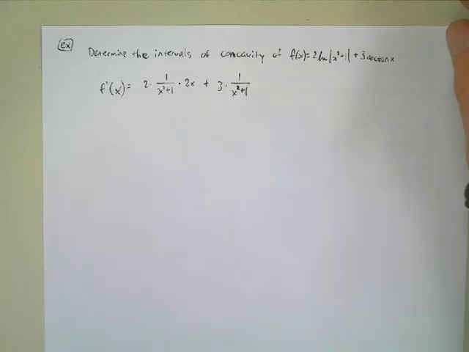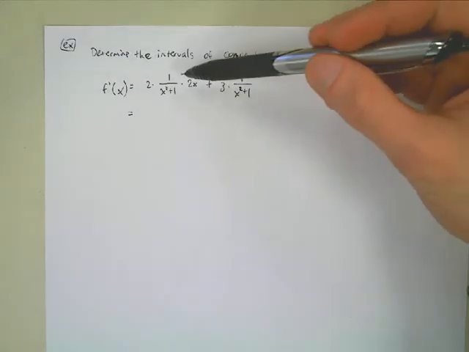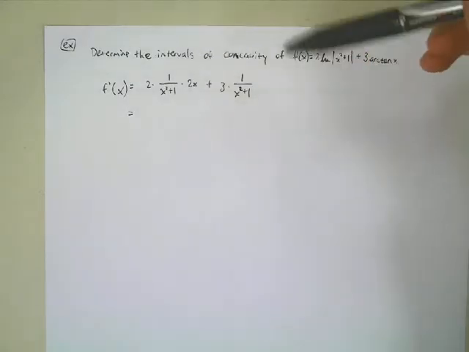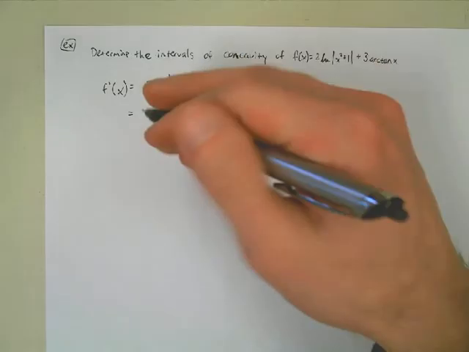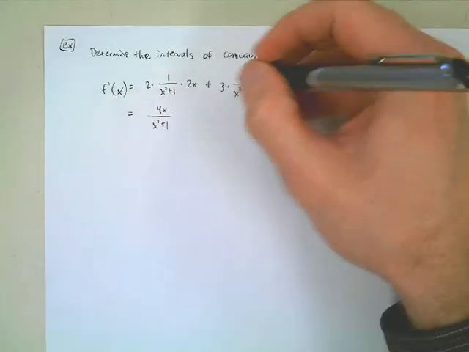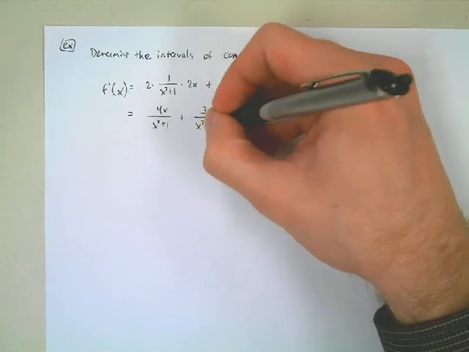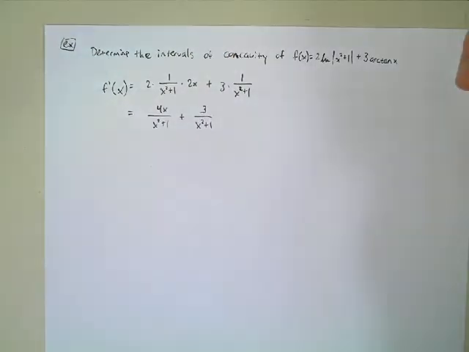Let's listen up because we're not done yet. So, look at this. It actually turned out to be really nice, right? 2 times 2x is 4x over x squared plus 1. 3 times 1 over x squared plus 1 is just 3 over x squared plus 1. And look, it's already a common denominator for us. What's the derivative of what's inside the arctangent? It's just 1.